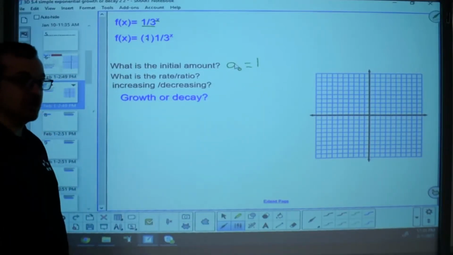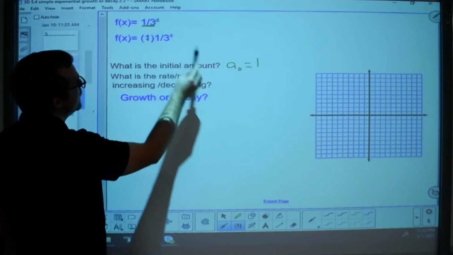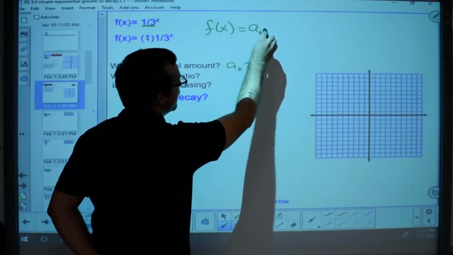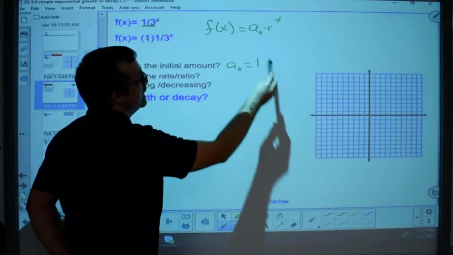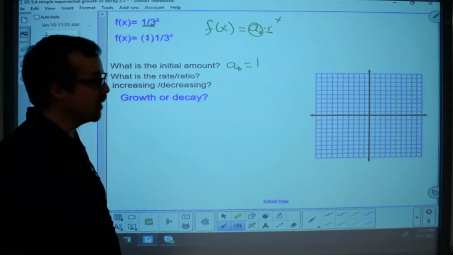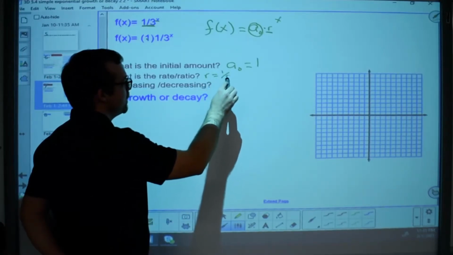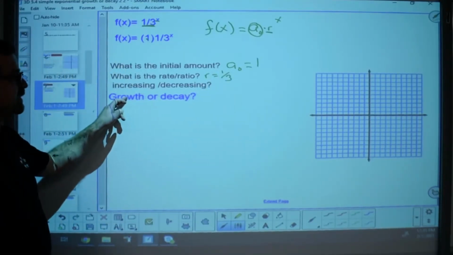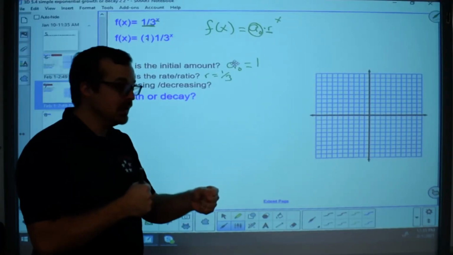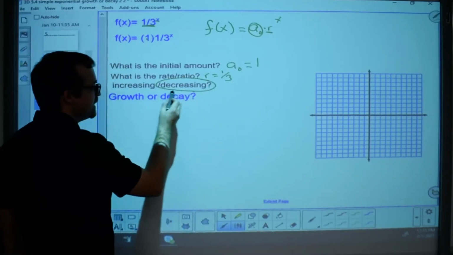What is their common ratio? Or the rate, or the ratio here? Well, remember that the ratio is always the base. So we're looking at a function in the form of f of x equals a sub 0 times r to the power of x. We found the initial amount, and the number touching the exponent is r, right? And what's touching the exponent here is 1/3. So the rate is 1/3. Is that increasing or decreasing? Well, if you wrote down your notes from the last slide, you'd know that any number between 0 and 1, if it's a rate, means that it is decreasing, which means that it is also decaying.